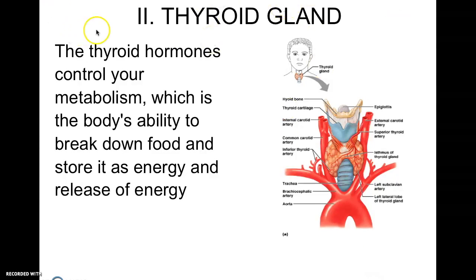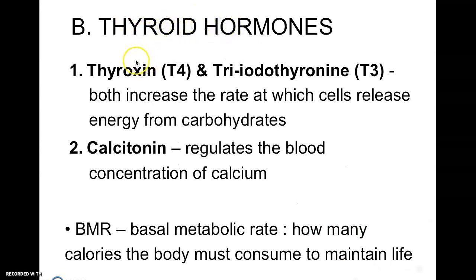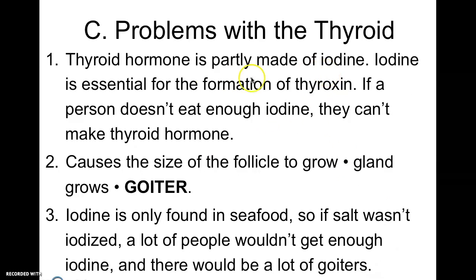So let's go backwards. Your thyroid gland controls your metabolism, which is your body's ability to break down food and store its energy. So when someone has an overactive thyroid, then that would be someone who would have an overactive metabolism. If it wasn't, then it'd be like being overweight because you have an underactive one. So the TSH, I talked about that. That's a big thing, guys. It's produced by the pituitary gland to control the thyroid. The thyroid secretes T4 and T3, thyroxine and triiodothyronine. Both increase the rate at which cells release energy from carbohydrates. Calcitonin, which regulates your blood concentration of calcium. Problems with the thyroid. So you got hyperthyroidism and hypothyroidism, but we'll talk about that in a minute.